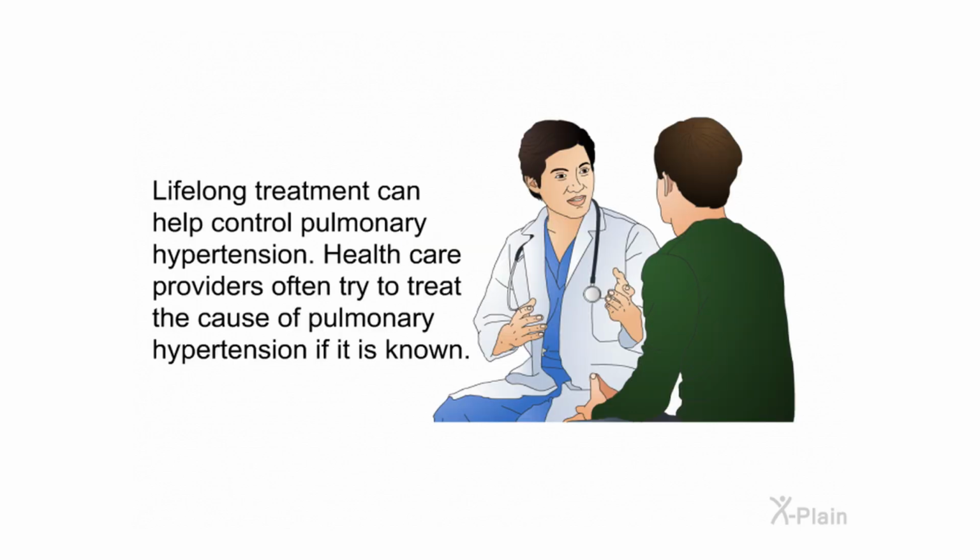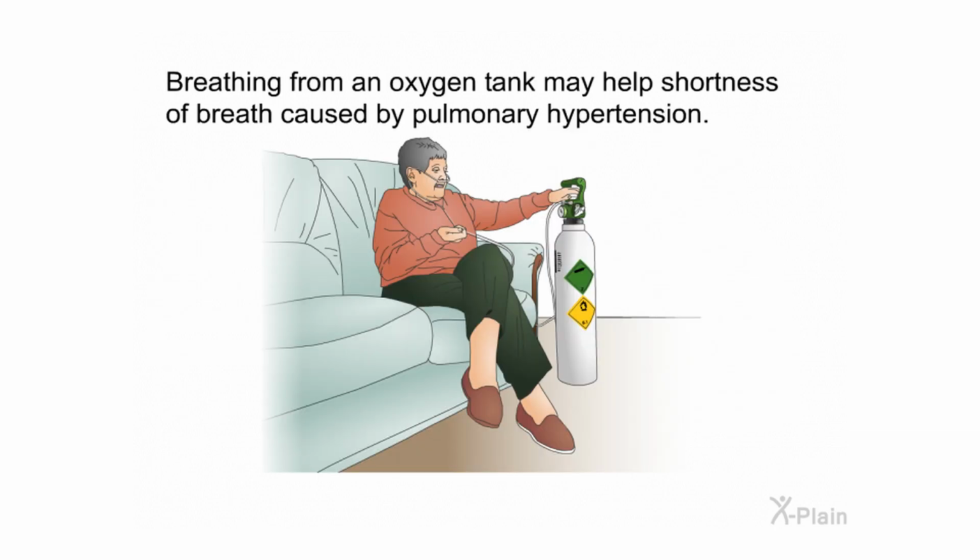Treatment. Lifelong treatment can help control pulmonary hypertension. Healthcare providers often try to treat the cause of pulmonary hypertension if it is known. Breathing from an oxygen tank may help shortness of breath caused by pulmonary hypertension.